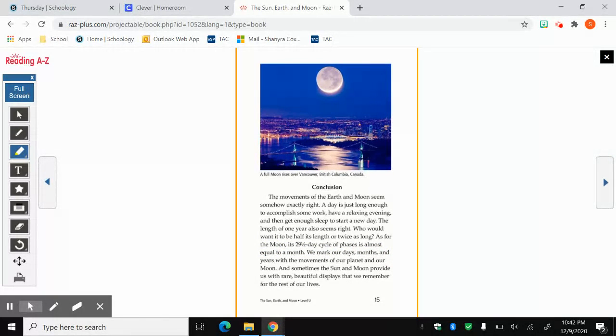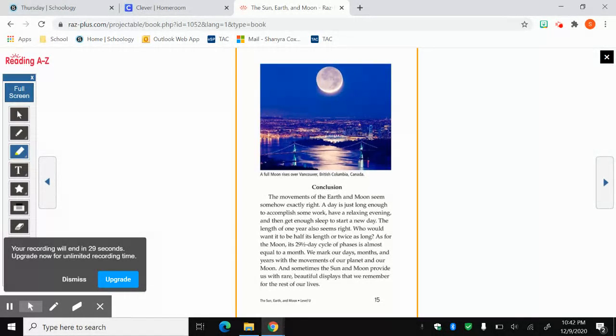Our last page. The movements of the Earth and Moon seem somehow exactly right. A day is just long enough to accomplish some work, have a relaxing evening, and then get enough sleep to start a new day. The length of 1 year also seems right. Who would want to be half its length or twice as long? As for the Moon, its 29.5-day cycle of phases is almost equal to a month.